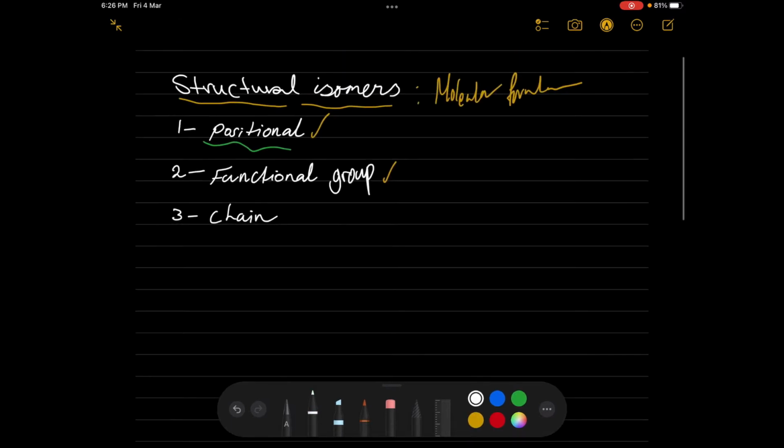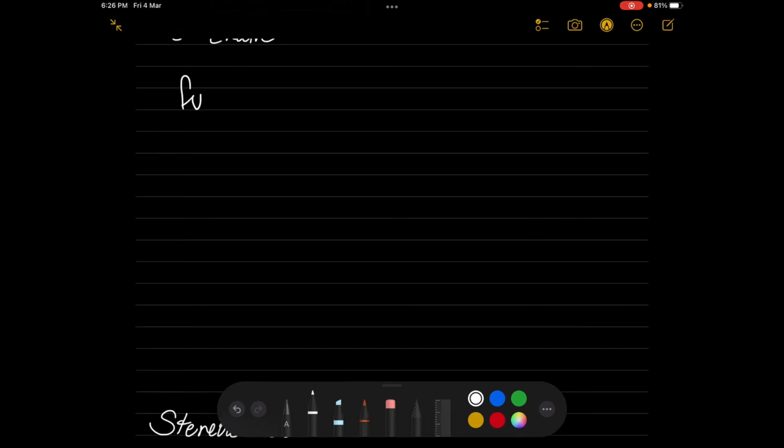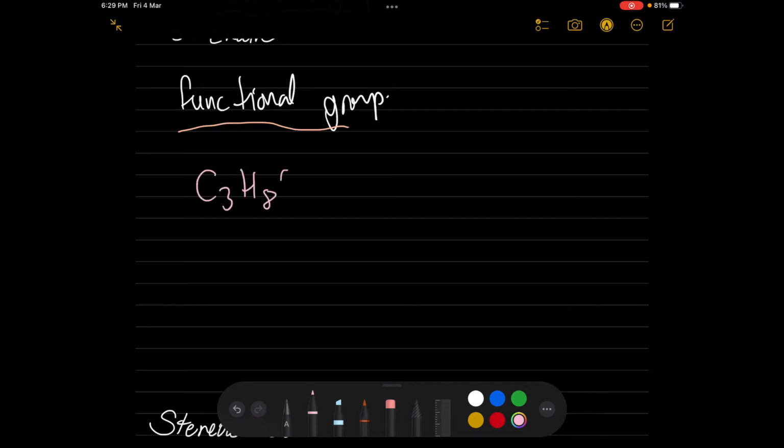So we're done with positional, and now it's time to go to the functional group. Let's take an example with a molecular formula of C3H8O. Our structural isomer today is changing the functional group. So we could have two functional groups and two possible compounds.